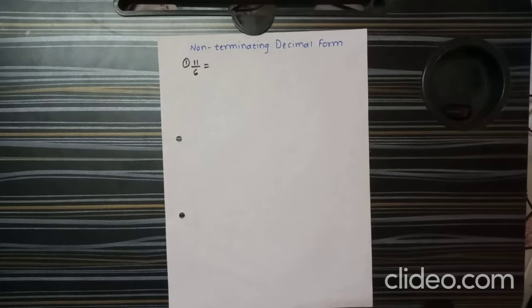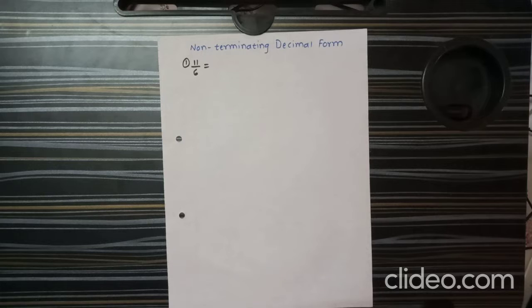Hi friends, in this video we are going to learn how to convert a rational number into a decimal form, but of non-terminating type. Now the word non-terminating itself tells us that whenever we convert this rational number into a decimal form, we are not going to obtain the remainder as 0. The division will continue up to infinity, meaning we are getting some particular pattern of numbers or the same number again and again. So this type of decimal form, which is infinite, is called non-terminating decimal form.